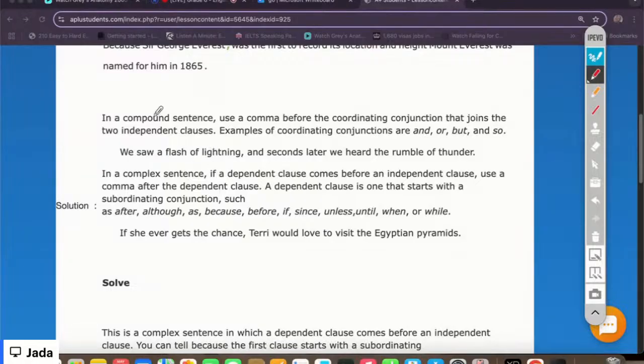All right, so in a compound sentence, you use a comma before the coordinating conjunction that joins the two independent clauses. Examples of coordinating conjunctions are and, or, but, so. So you have to use a comma before this coordinating conjunction. We saw a flash of lightning, and seconds later we had the rumble of thunder. So this is a coordinating conjunction, and we have the comma before that.